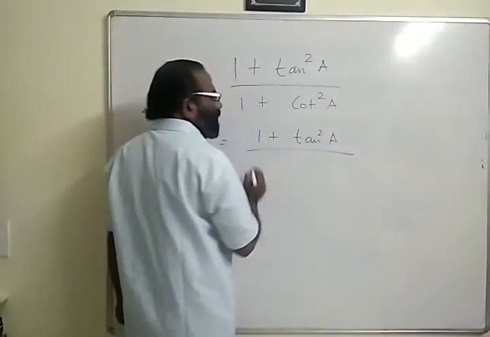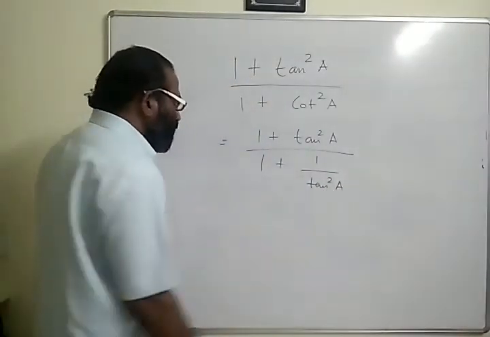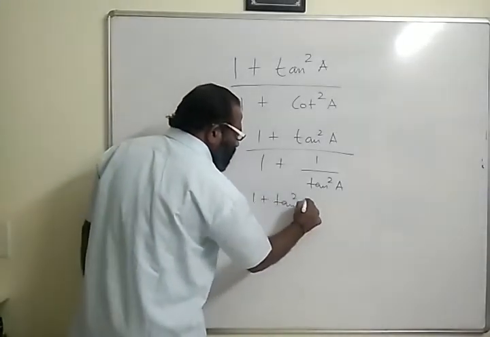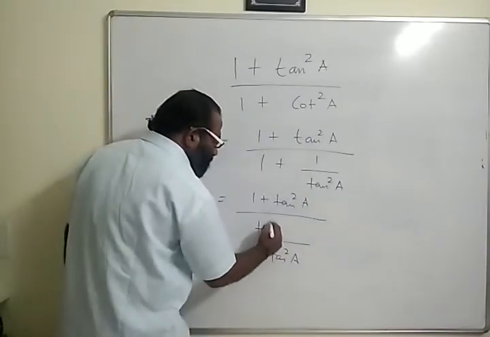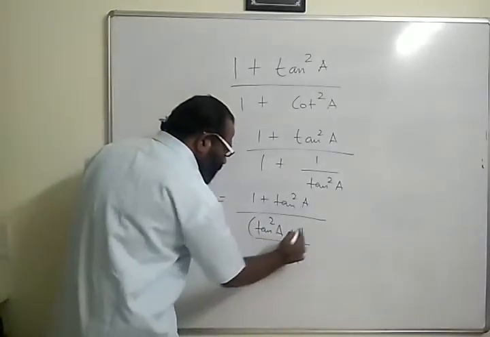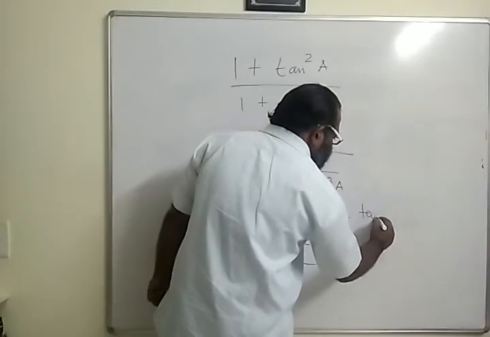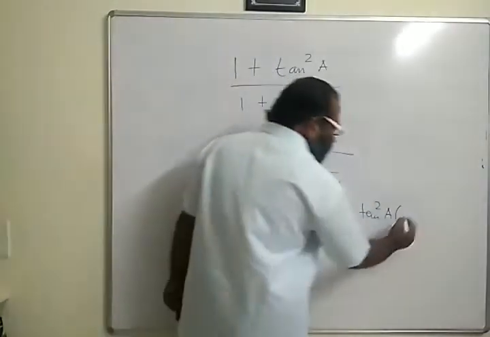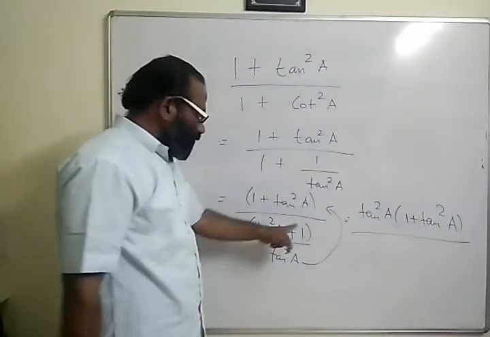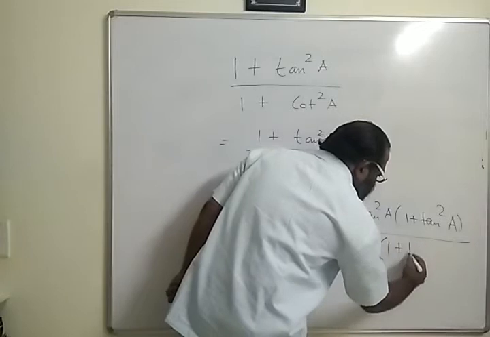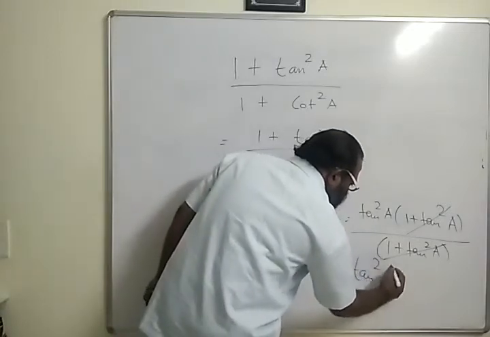So in this case 1 plus tan squared A, and I can write cot squared as 1 by tan squared A. So the denominator, if I take the LCM there in the denominator, it becomes tan squared A into 1, tan squared A plus 1. So I have 1 plus tan squared A here and here. The tan squared A goes up, and I get tan squared A into this 1 plus tan squared A by the denominator. There also I have tan squared A plus 1. I can write it as 1 plus tan squared A. So these two get cut, and what is left is tan squared A.